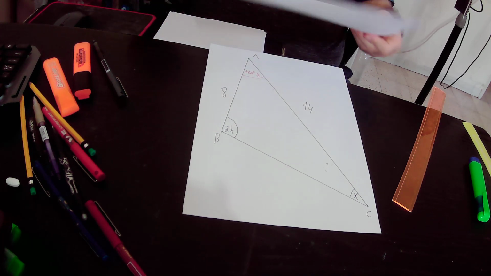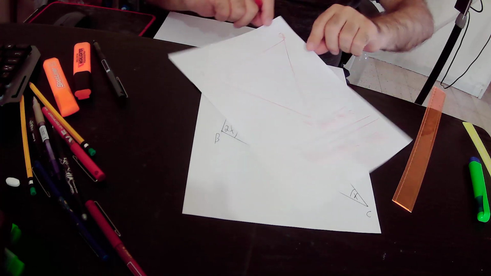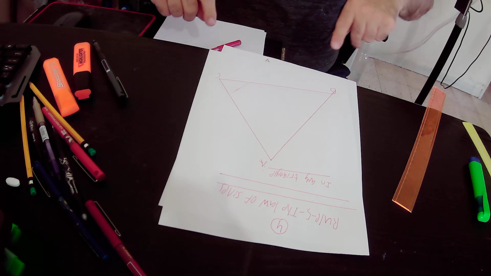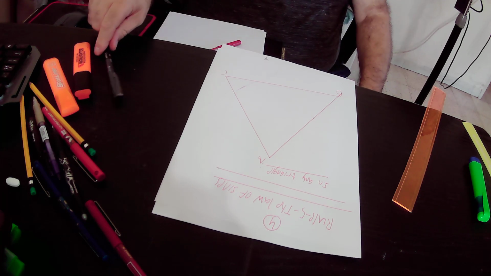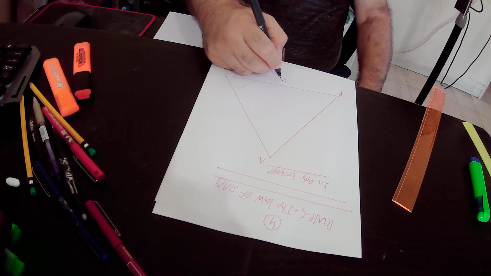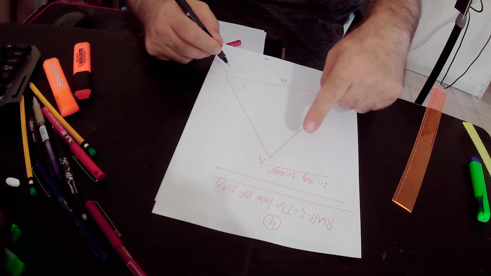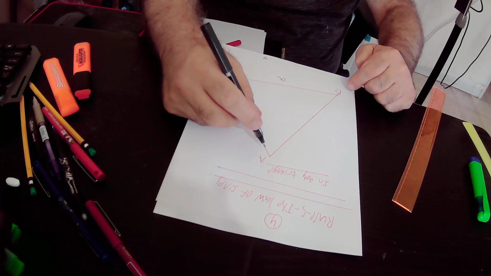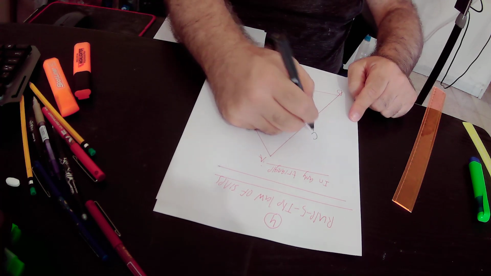So if we have this triangle, triangle ABC, and we know that side BC of triangle ABC is A units in size, side AC of triangle ABC is B units in size, and side AB of triangle ABC is C units in size.